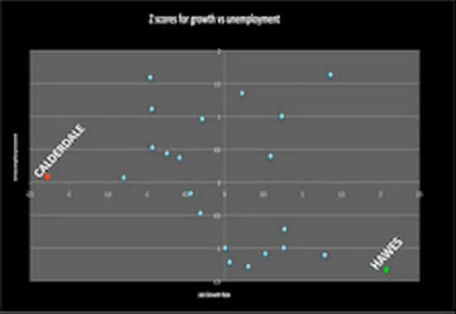Looking at this graph, we can see that the top left quadrant shows poorly performing regions and the bottom right shows well-performing regions. Green represents the best performing and red the worst, which are Hawes and Leyburn and Calderdale respectively. To find these, the standard deviation for both unemployment rate and job growth rate were calculated. These were then converted and plotted as z-score values.